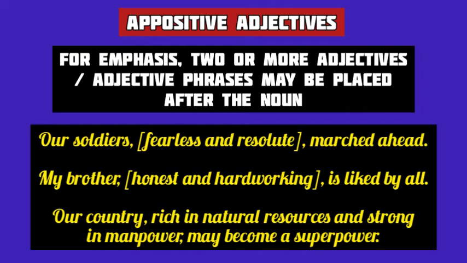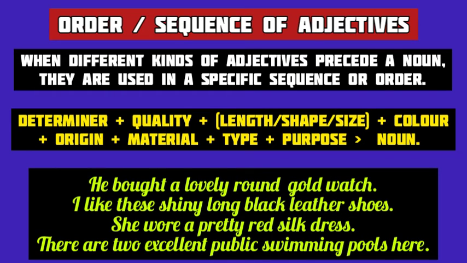In the last example, the adjective phrases rich in natural resources and strong in manpower come after the noun country to describe it. So remember, appositive adjectives are placed right after the noun they describe for emphasis.